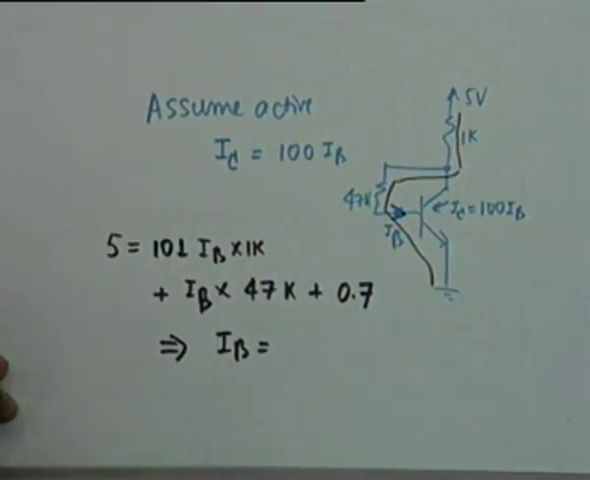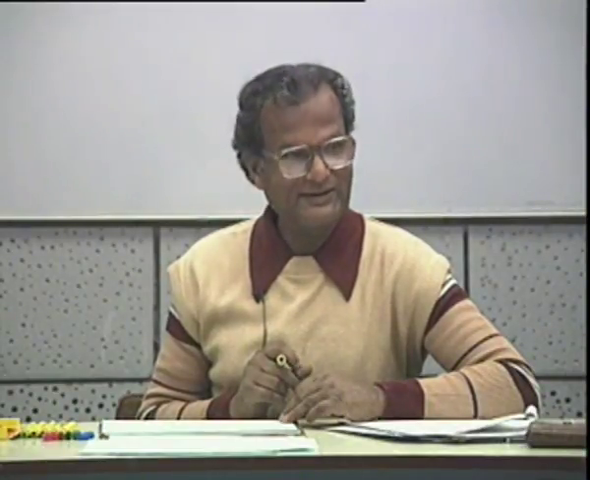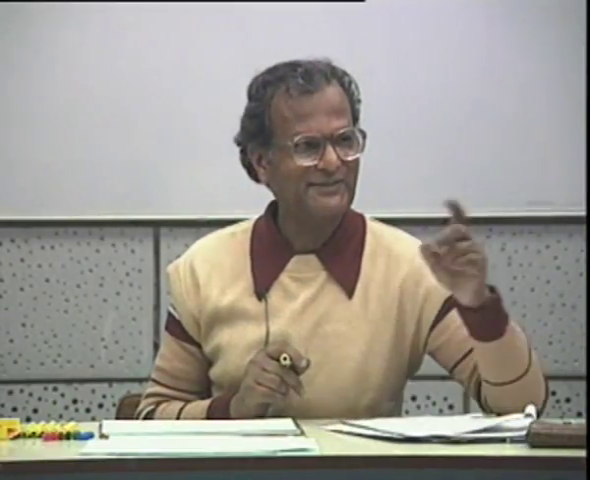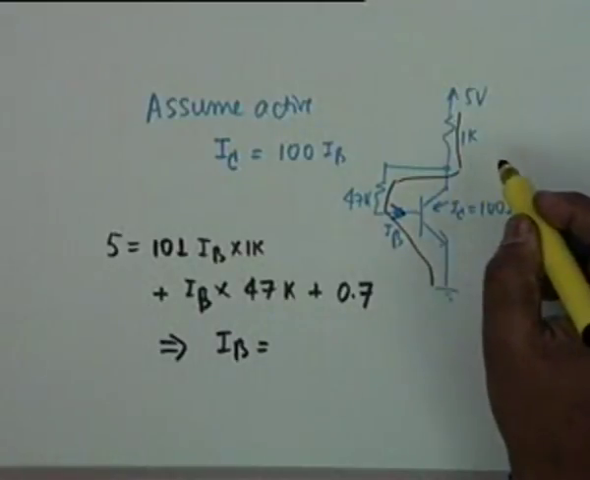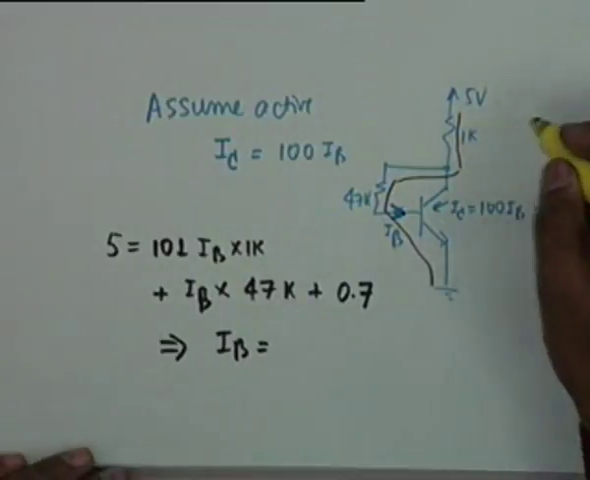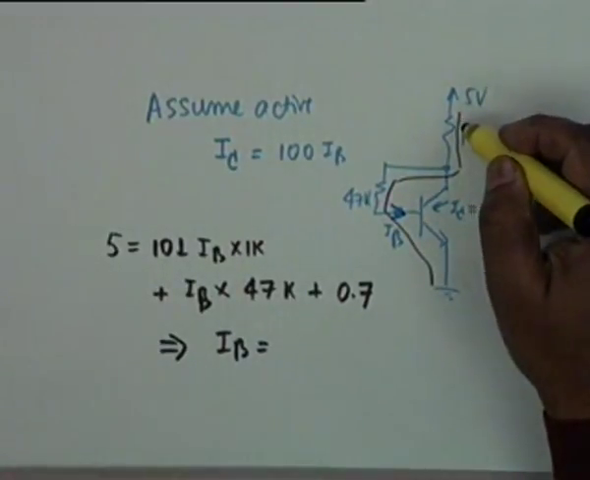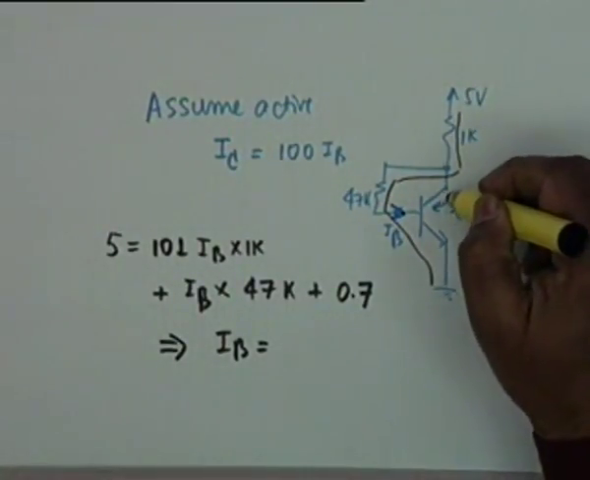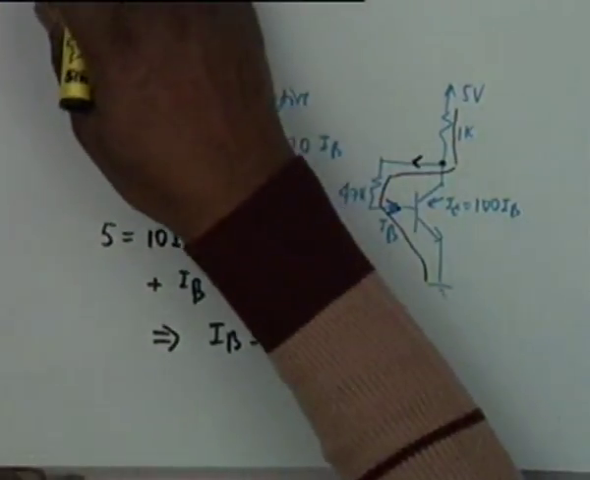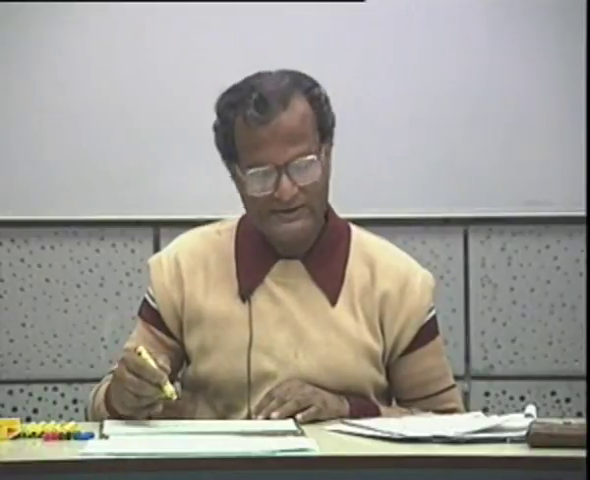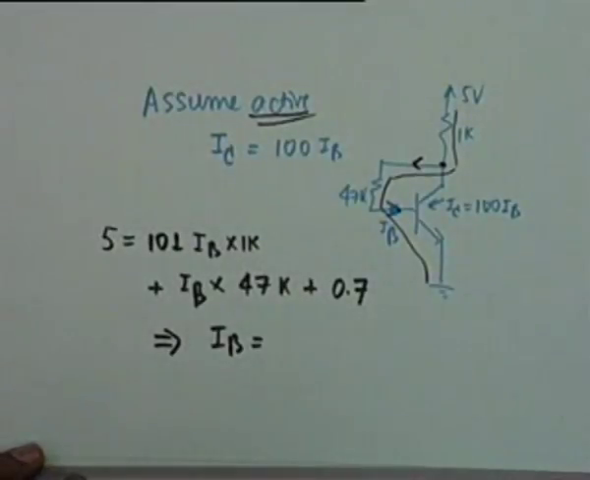Excuse me, sir, how do you take voltage to become 101 I_B? Because I assumed it active. What is your question? How do I take 5 equal to 101 I_B? This is 100 I_B collector current and this is I_B. So 101 I_B. Okay. What was your question? 0.7, because we assumed active.